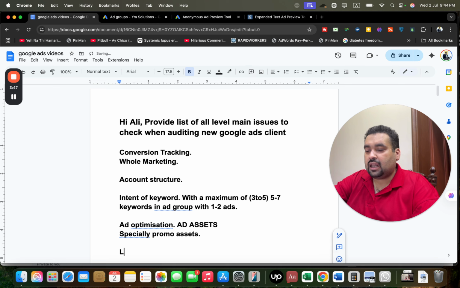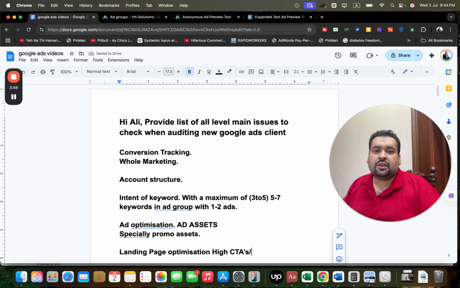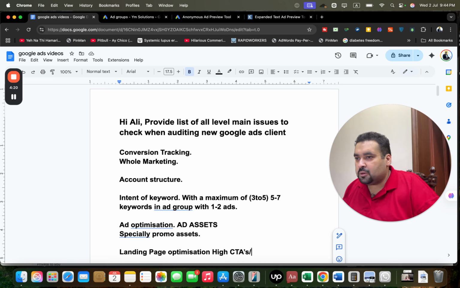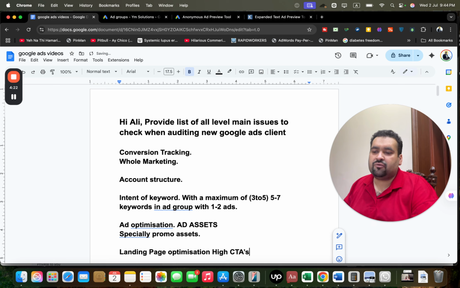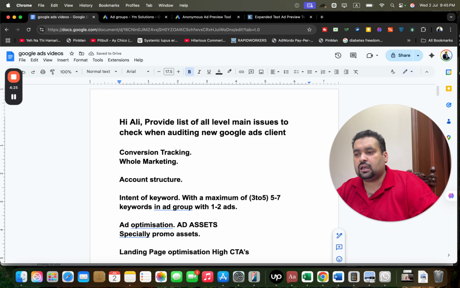Apart from this, landing page optimization with high CTAs. High CTAs means high calls to action on the landing page. So guys, you are spending money to land visitors on your website, and if you do not have a highly optimized landing page, again you are wasting money. You are wasting money if you are not doing conversion tracking, and the same scenario applies to landing page optimization. If you are not optimizing your landing page and you are just randomly inviting traffic, you are not going to get the maximum out of it, because you're just wasting money. So this is another thing which I have seen people missing in their audits.